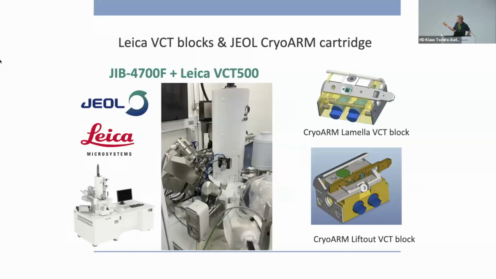Everything is based around these blocks. These are the Leica VCT blocks. So long as you maintain your sample within the external maximum geometry of the block, you can do anything you wish within that space. So this just shows you two versions, the conventional cryo-arm cartridge, which is pre-tilted for lamella production, and also one here, which is designed for lift-out processes.